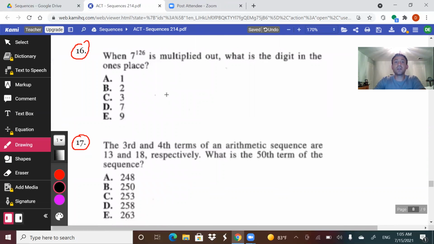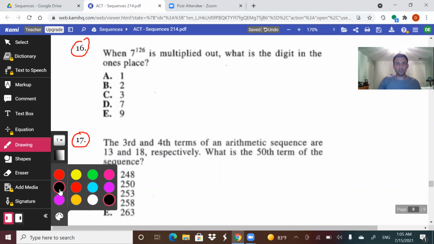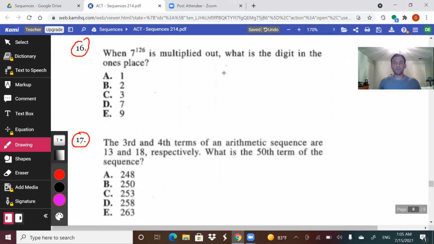16 is a much harder version of the problem we just did. So again, it's a repeating pattern problem. However, it's a clever version of it. This would come within the last 10 of a test. Feel free to pause the video and take a crack at it. I'm just going to keep on going.